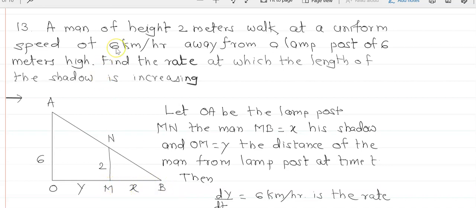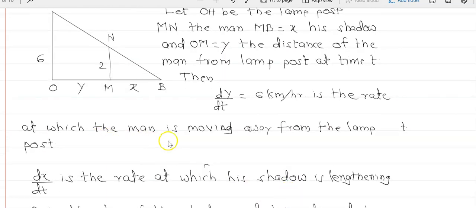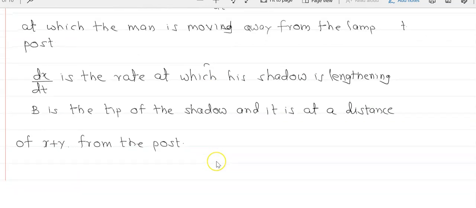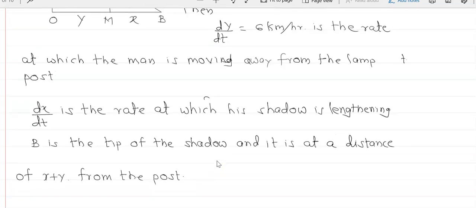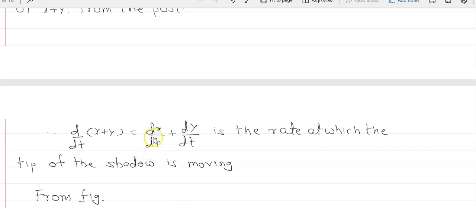In the question, it is given that the man is walking at the rate of 6 km per hour, that is dy by dt is given. The man is moving away from the lamppost, and dx upon dt is the rate at which the shadow is lengthening. Now next we have x plus y; differentiate it, then you will get dx upon dt plus dy upon dt.